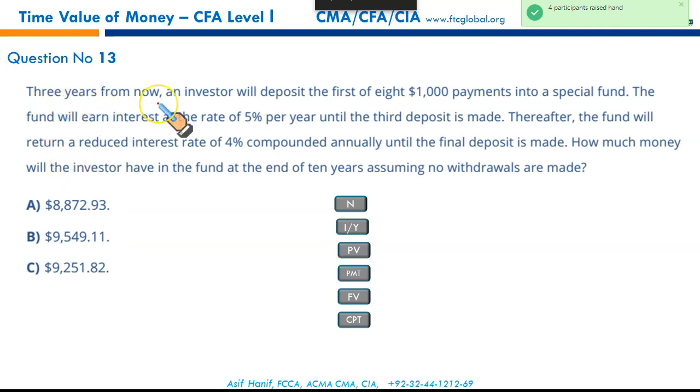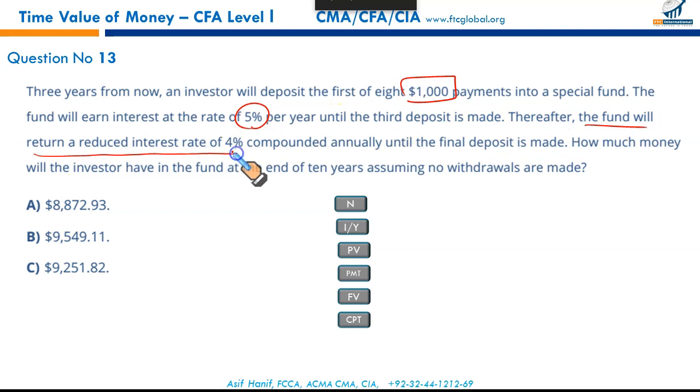It says 3 years from now, an investor will deposit the first of 8 $1,000 payments into a special fund. The fund will earn interest at the rate of 5%. These are recurring payments. Thereafter, the fund will return a reduced interest of 4%. For the first 5 years, the interest rate is 5%, and after that, the rate will be reduced to 4%, compounded annually. So there is no compounding issue until the final deposit is made.